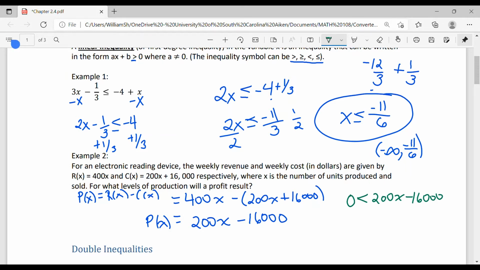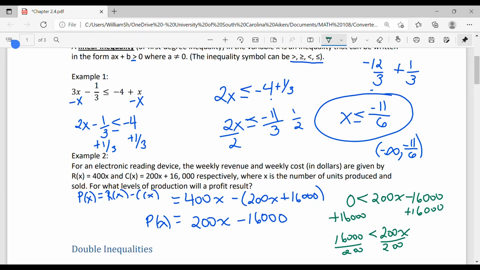So as long as this equation turns out to be greater than 0, I have made a profit, because my profit function needs to be greater than 0. So I will add 16,000 here, and add 16,000 here. And I get 16,000 is less than 200x. I will divide by 200 to get x by itself. And let's see, 16,000 divided by 200 equals 80.